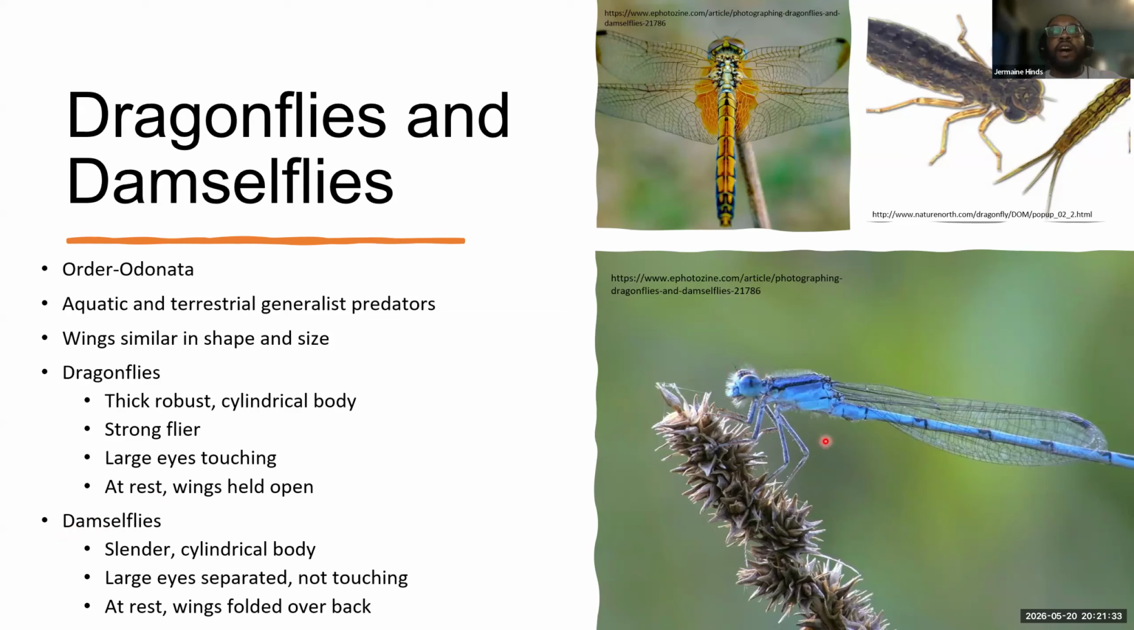Damselflies are sort of the opposite. They have a slender cylindrical body. At rest, the wings are folded tent-like over their back, and they have large eyes separated by their head. So these are important predators, not so much pests.